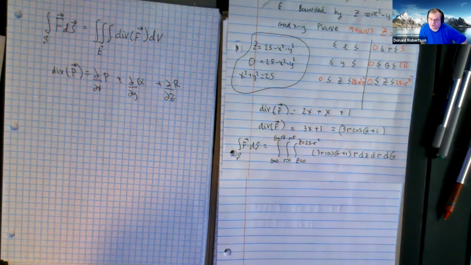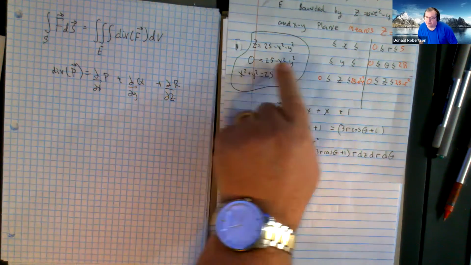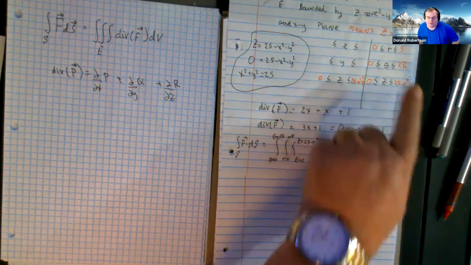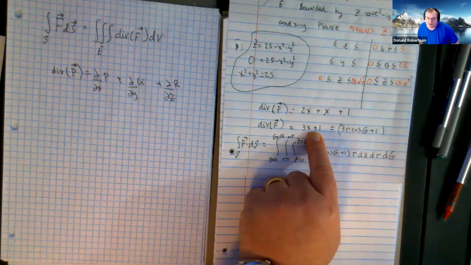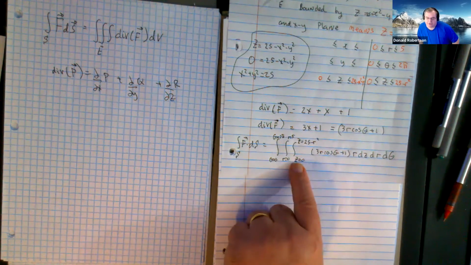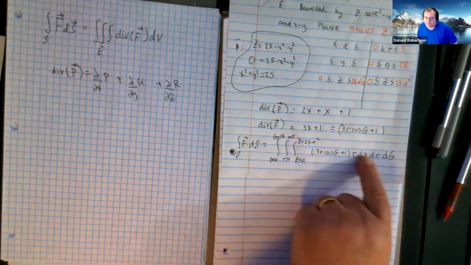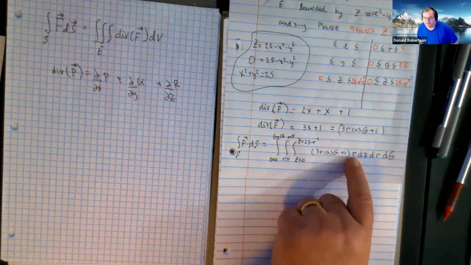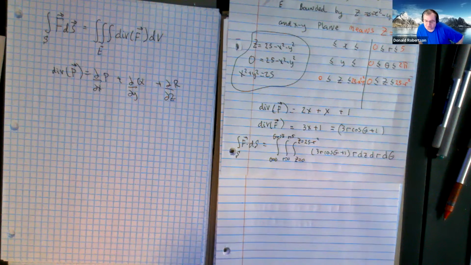Are we good with the setup? The region turns into a polar setup. The divergence is very simple, but still converted into polar. I'm doing it z, then r, then theta. And I didn't forget the r.